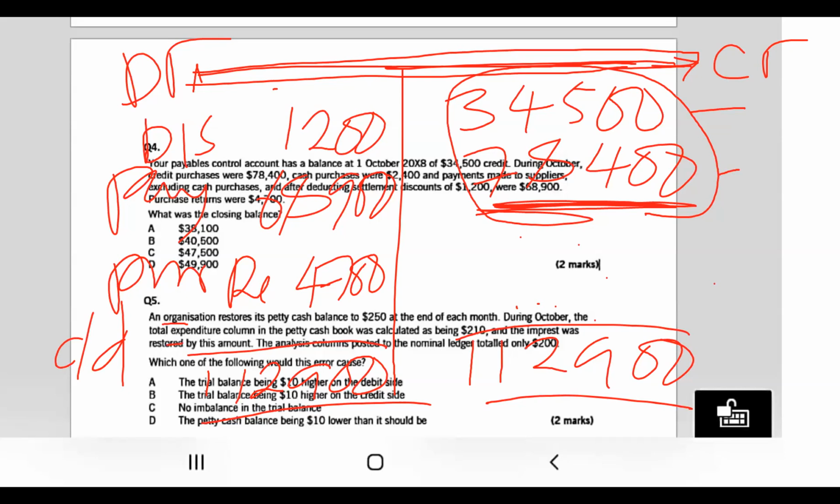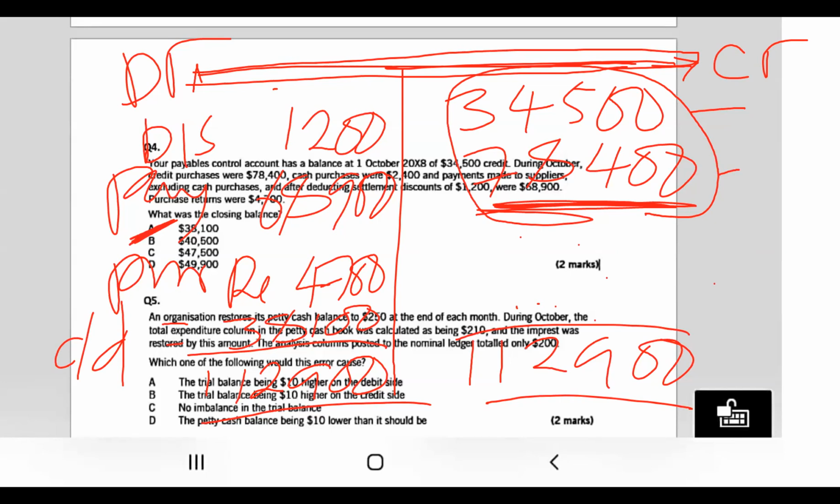Balance carried down 38,100, like this. Our answer is A, right? Yes, the answer is A. Yeah, it's A. That's the closing balance. So this is just some basics from the control accounts.